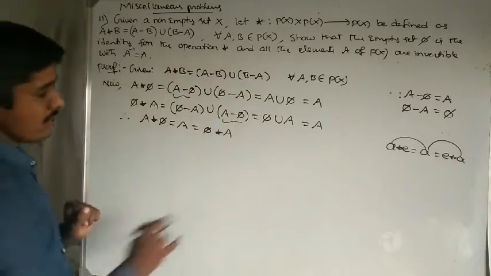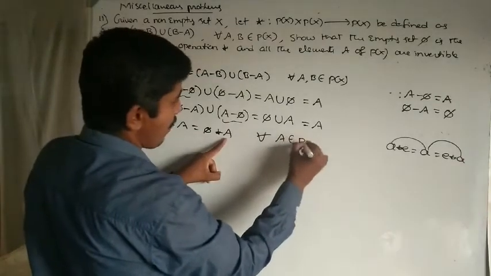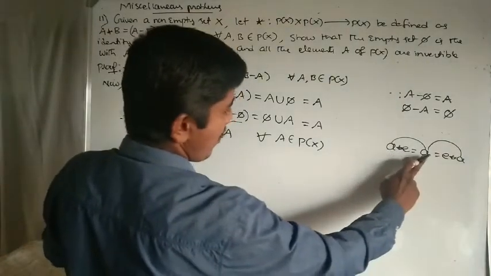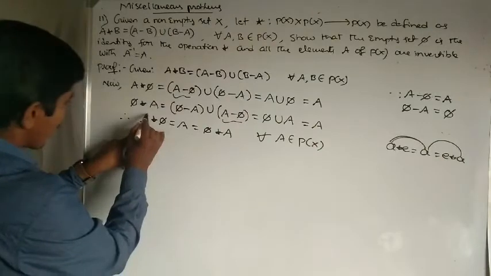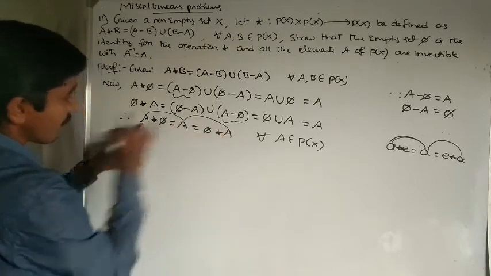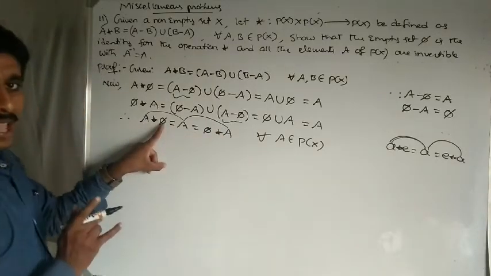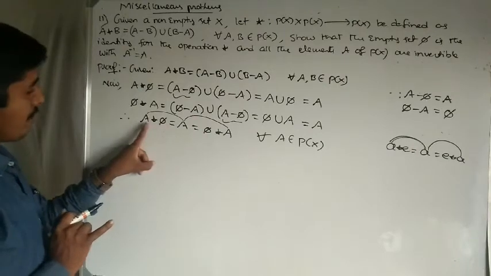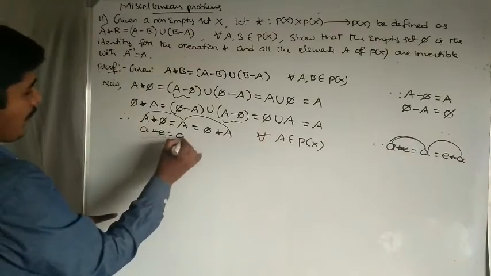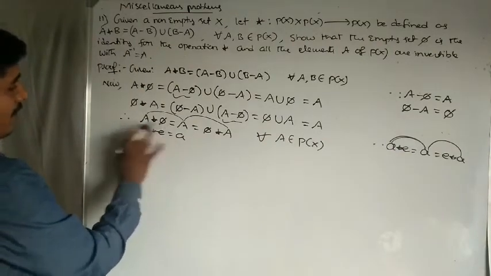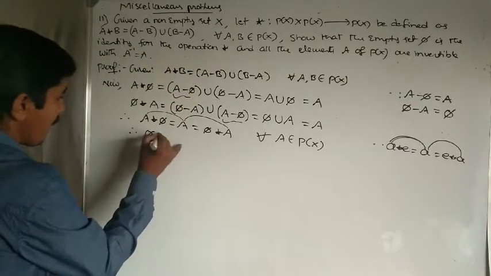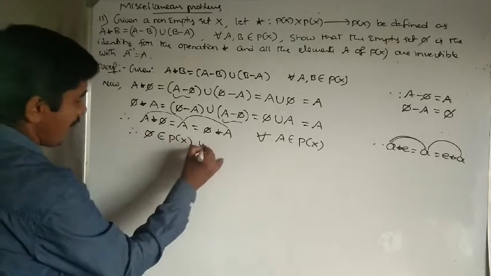Got it, in both cases. For all A belongs to P of X, the power set, mind it: A star E equal to A, E star A equal to A. Then we say that pi is the identity element. Got it. Compare this: A star E equal to A means E equal to null set. It is the identity element. Therefore, pi which belongs to P of X is the identity element.